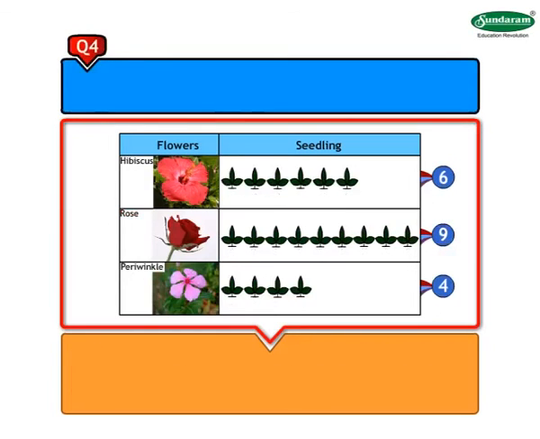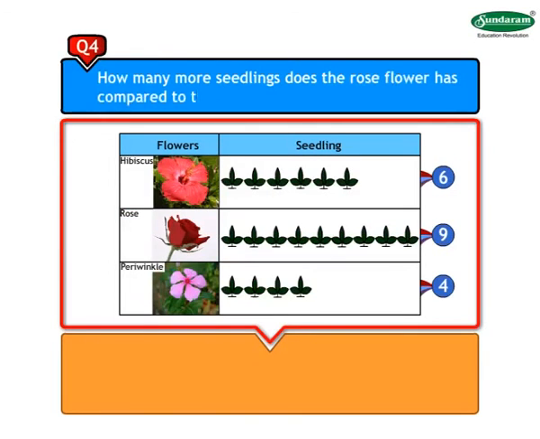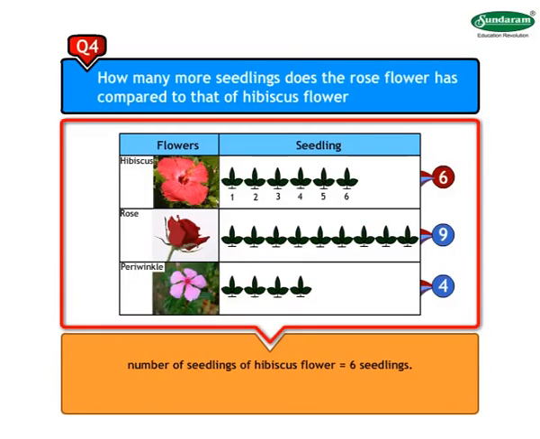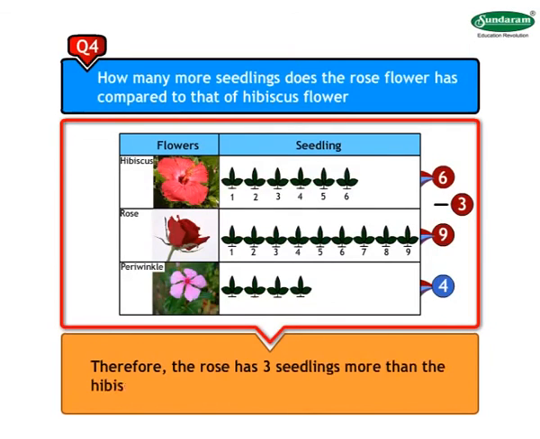Question 4. How many more seedlings does the rose flower have compared to that of the hibiscus flower? Solution. The number of seedlings of hibiscus flower is equal to 6 seedlings. The number of seedlings of rose flower is equal to 9. Thus, 9 minus 6 is equal to 3. Therefore, the rose has 3 seedlings more than the hibiscus flower.